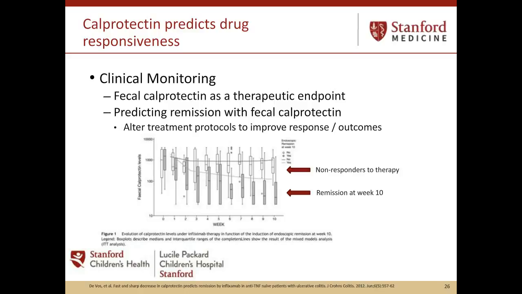There's talk about using calprotectin as a biomarker for non-IBD things, such as a surgical recovery monitoring marker, and I absolutely think it's going to increase in use.